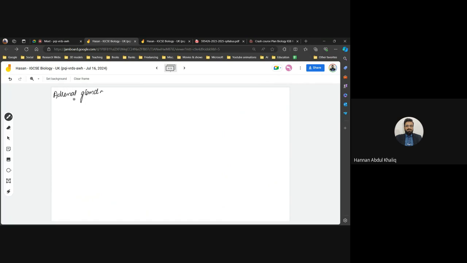Adrenal gland. The adrenal gland is located just above the kidneys. Adrenal literally means above the kidney. The outer part of the adrenal gland is called the cortex, and the inner part is called the medulla.